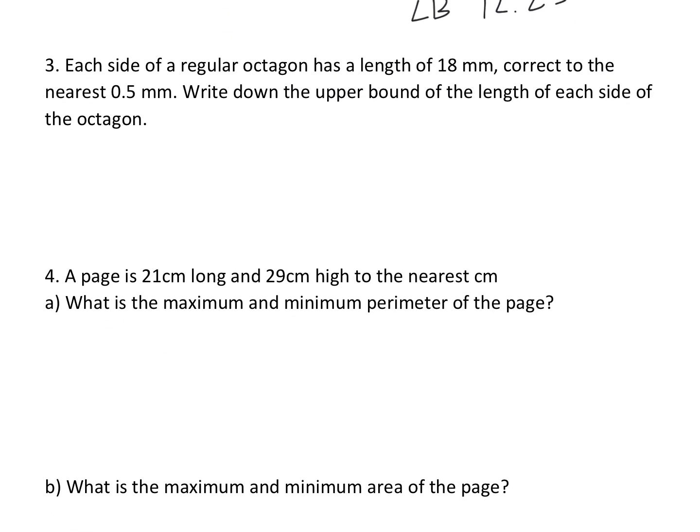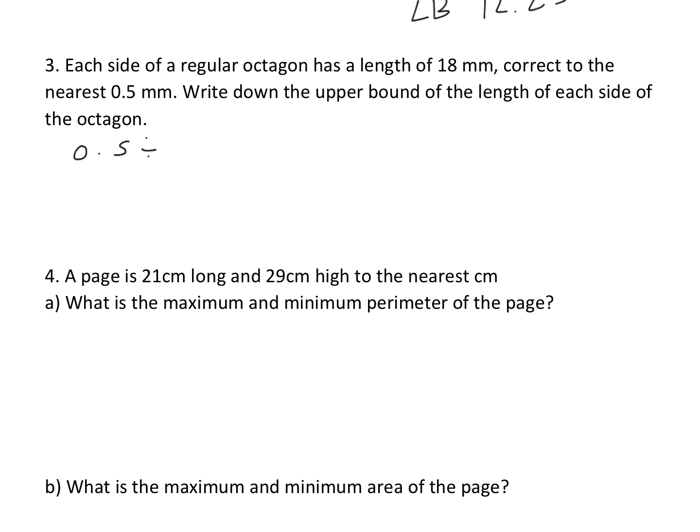Number 3. Each side of a regular octagon has a length of 18 millimetres, correct to the nearest 0.5 millimetres. Write down the upper bound of the length of each side of the octagon. And this is a funny one, quite difficult, because it's to the nearest 0.5 millimetres, not to the nearest millimetre or to the nearest 0.1 millimetre. It's been rounded to the nearest 0.5, which we don't normally do.